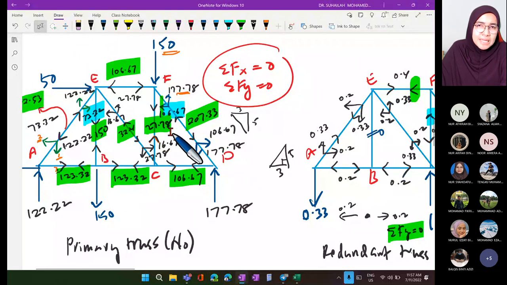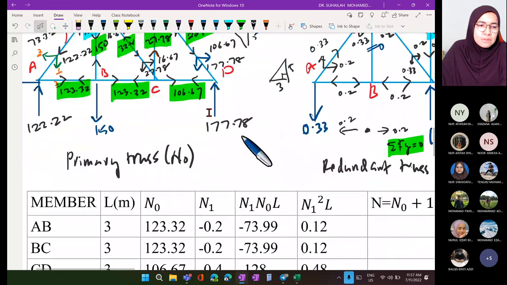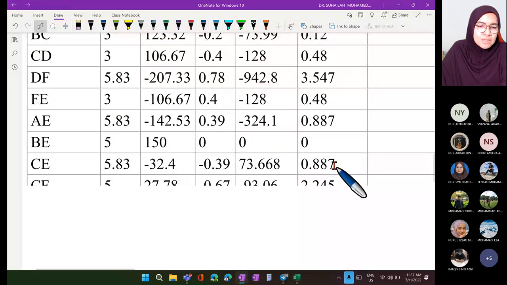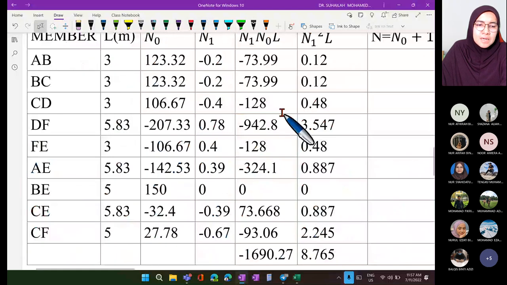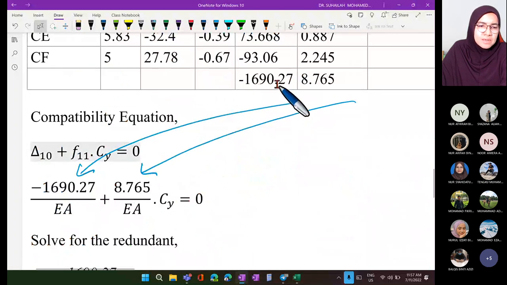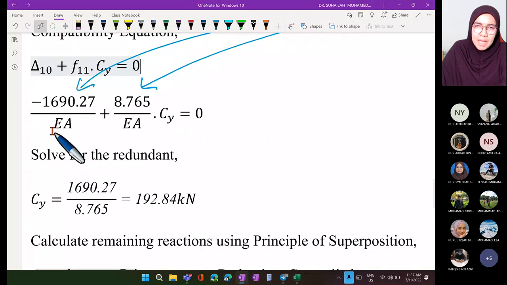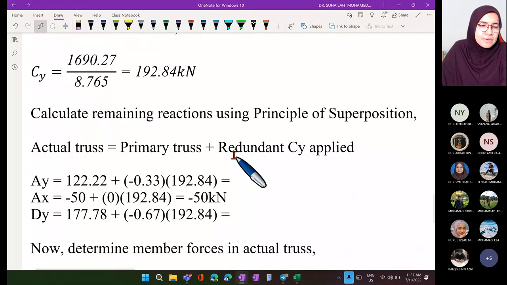You need to get all N0 and N1. Without these member forces, you cannot complete this table. So member forces are very important. Get all the member forces and find the summation, because we follow the formula. That's why we have to get the total. These two totals we substitute into the compatibility equation, in terms of EA, axial effect in truss. When we rearrange back, we get CY. And we use this CY to complete the remaining.